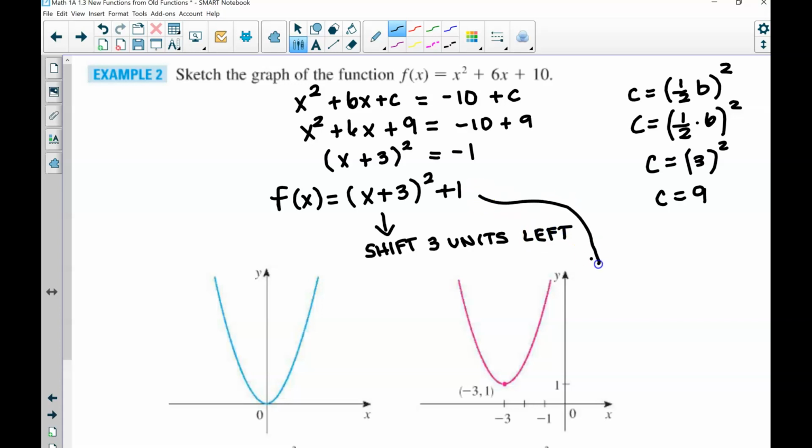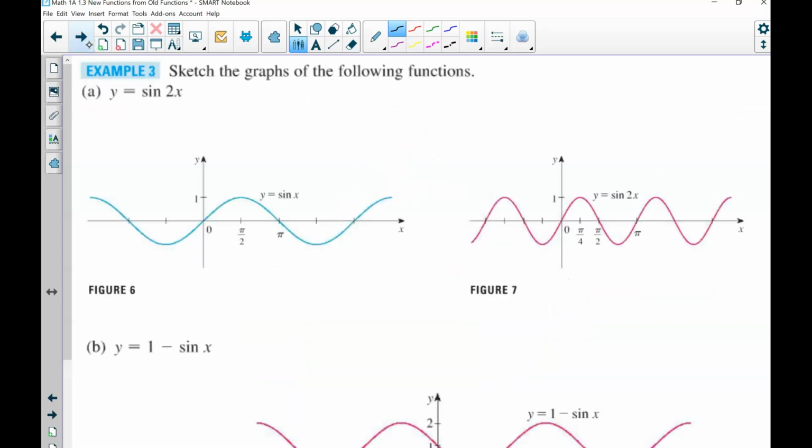And then the plus 1 tells us to shift 1 unit upward. And again, rather than actually making a table of values, you can just use transformations to be able to answer that question. All right, let's take a look at the next example, example number 3.